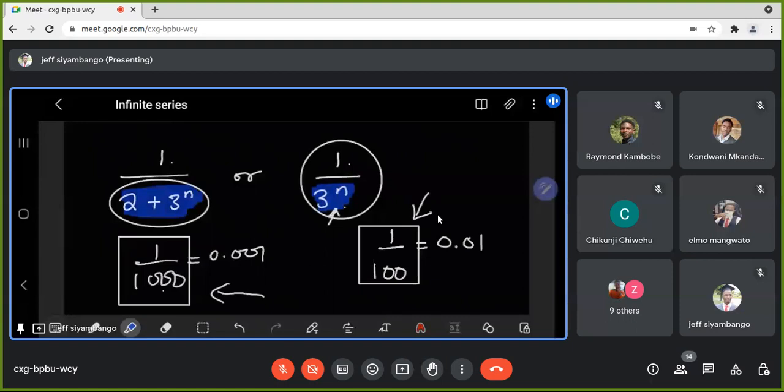So because of that, when I divide both terms into 1, this side I'll get something smaller. This side I'll get something a little bit bigger.